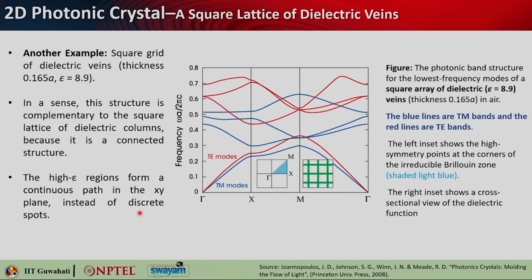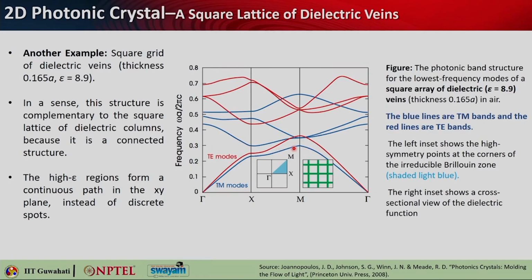Now, if you look into the band diagram here, what do you see? For TM modes there is a band gap, and for TE modes also you are able to see a band gap, but the band gap is not at the same frequency for both TE and TM modes.